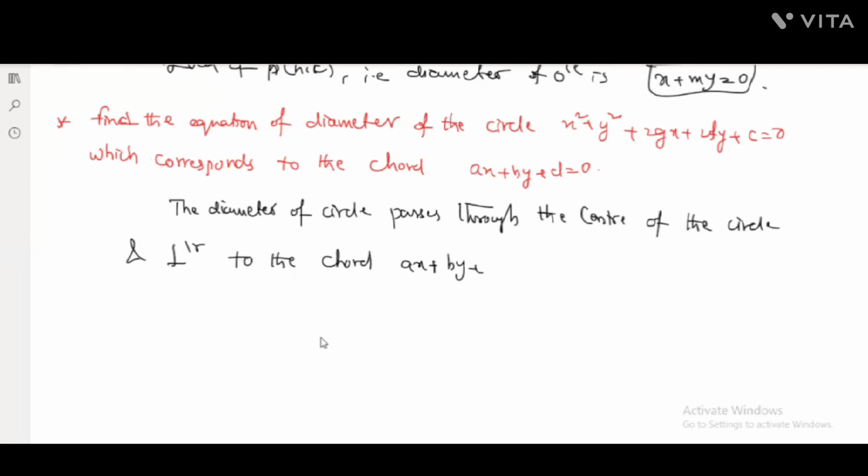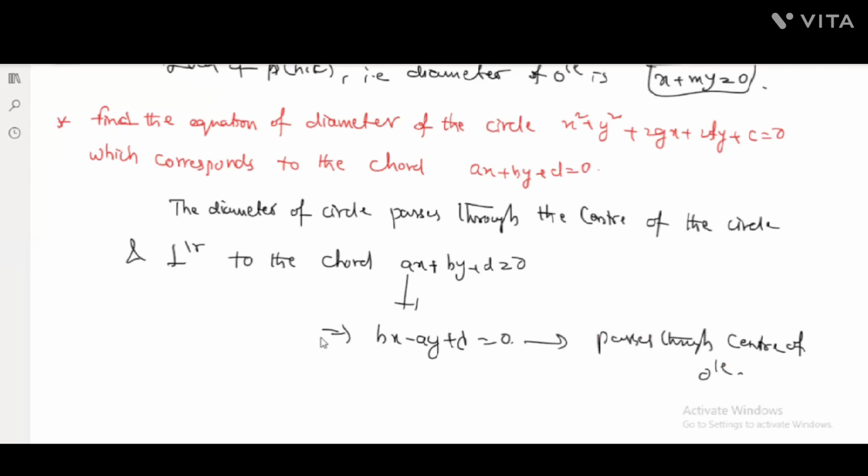ax plus by plus d is equal to 0. So we know that any line perpendicular to this one will be bx minus ay plus lambda is equal to 0. So this passes through the center of the circle. What is the center of the circle here? It is minus g comma minus f. Let's substitute this here: b into minus g, a into minus f, plus lambda is equal to 0.